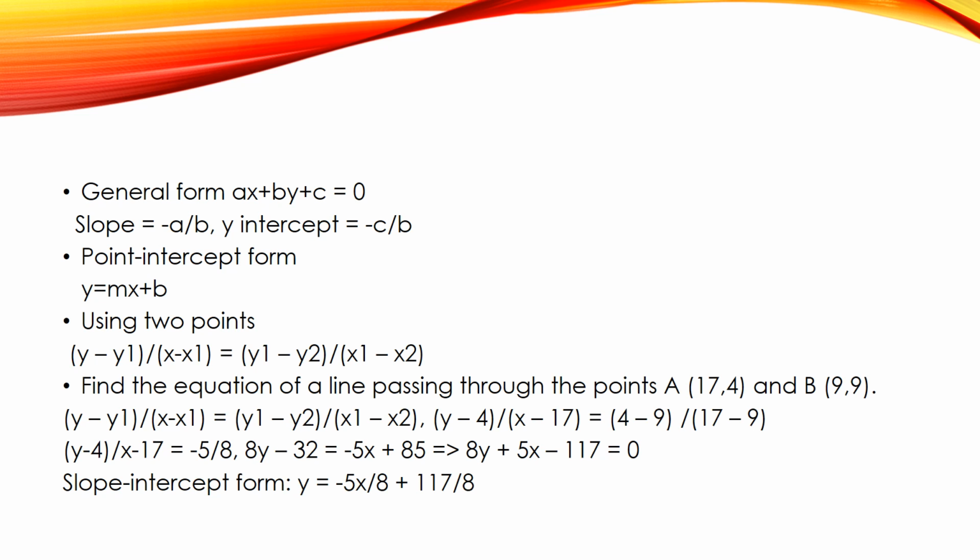The slope-intercept form is represented as y is equal to mx plus b, where m is the slope of the line, b is the y-intercept of the line, and x is the independent variable of the function y. Using 2 points, a line is defined by 2 points A and B. By providing the coordinates of the 2 points, we can draw a line. No other line could pass through both these points, and so the line they define is unique.